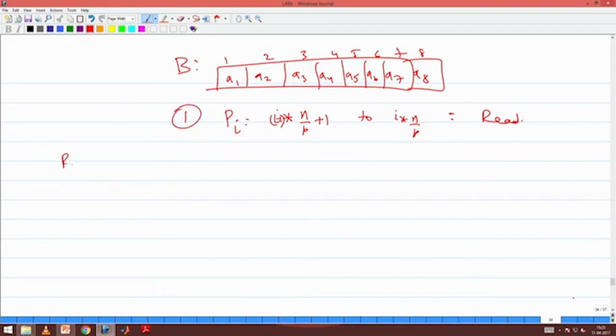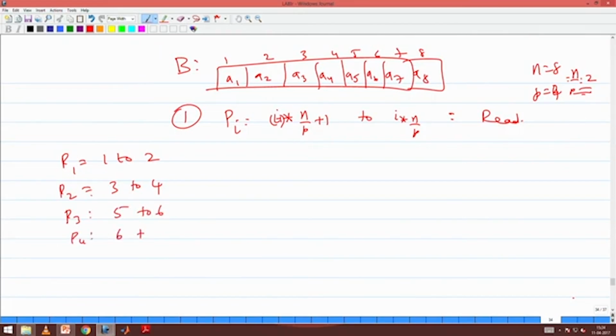So what will P1 read? What is n by p? N is 8, p is 4, n by p is 2. P1 will read from 1 to 2. P2 will read from 3 to 4. P3 will read from 5 to 6. P4 will read from 7 to 8.